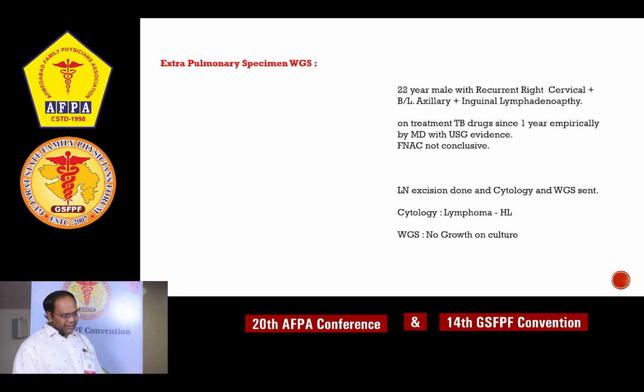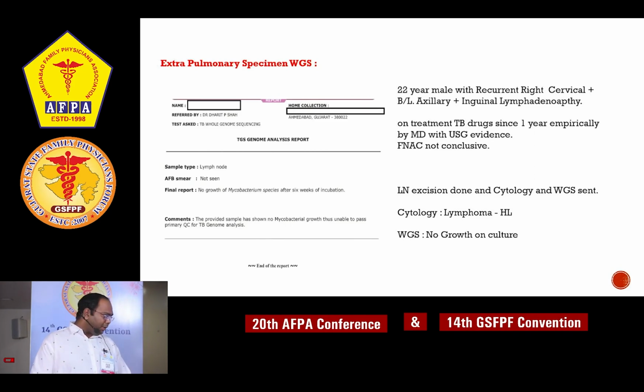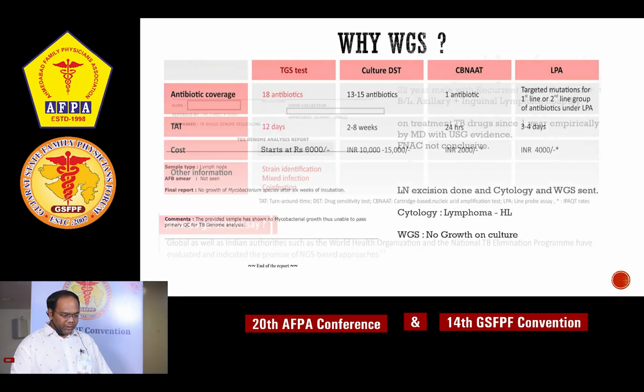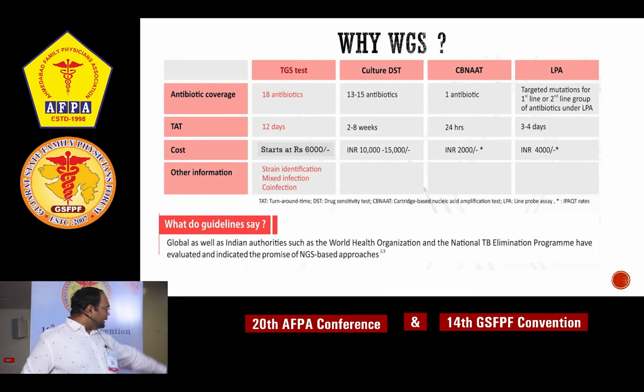This is my last case. This is a case of extrapulmonary tuberculosis. A 22-year-old male with recurrent right cervical and bilateral axillary with inguinal lymphadenopathy, on treatment of TB drugs since 1 year on an empirical basis by an MD, and FNAC was not conclusive at that time. Lymph node excision was done and sent for WGS, and we found that there is no mycobacterium growth, and the cytology report is suggestive of lymphoma. There is no tuberculosis in that patient. So WGS itself is an investigation by which we can change the diagnosis also. So this is the advantage of WGS.